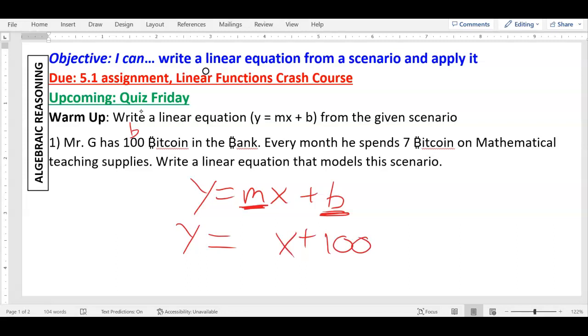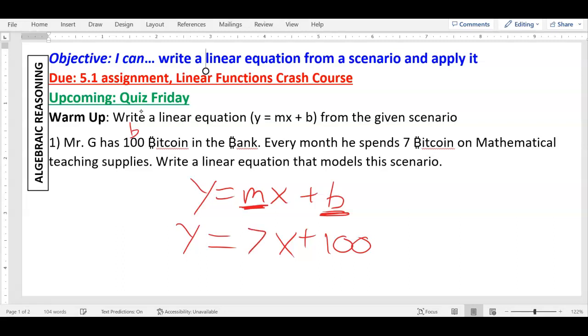But what's my slope? What's my changing amount? 7, kind of. Am I making $7 every month? I'm spending $7 every month. That means the number goes up or down? Down. So what should I put for the slope? -7. So if you put 7x plus 100, I understand why.